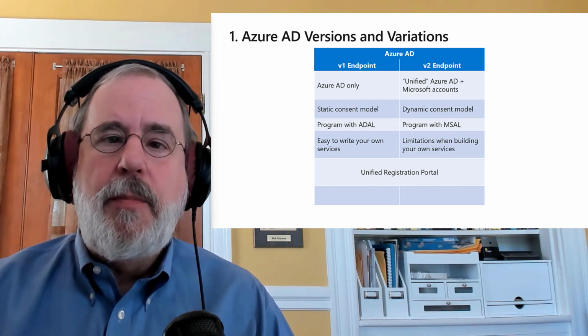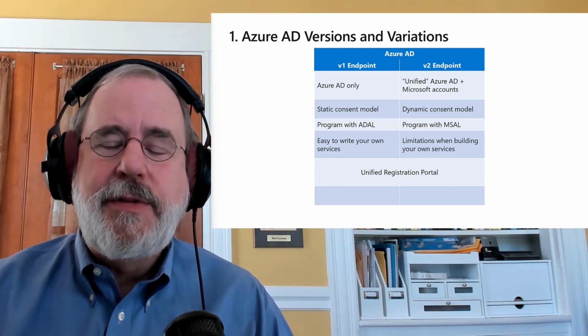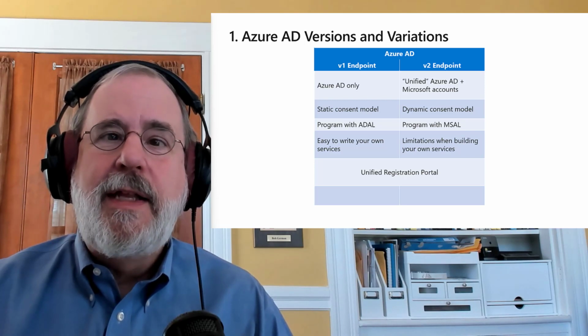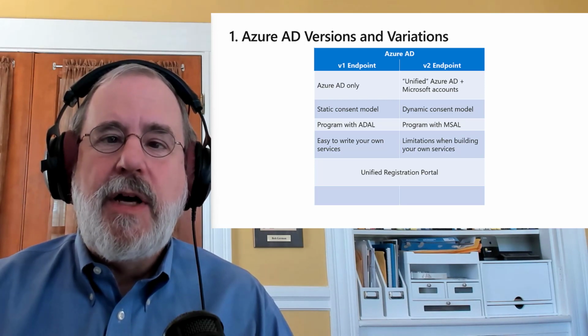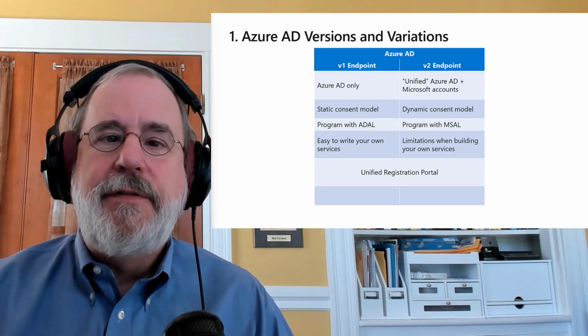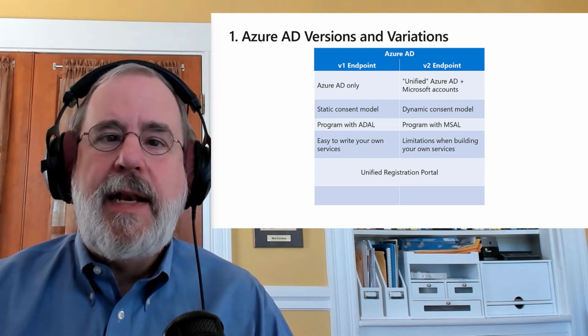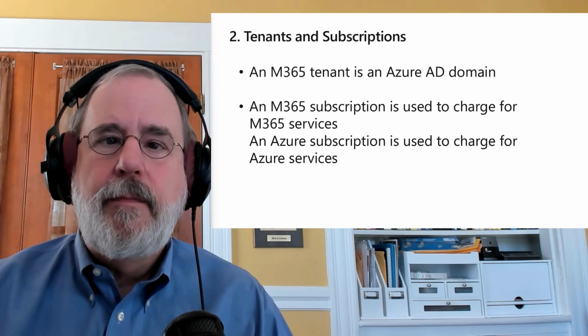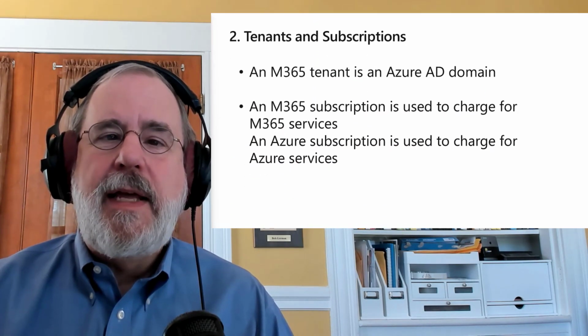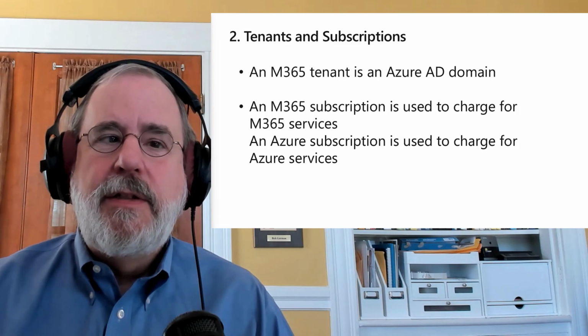In general, we're going to be using V2 for everything. But again, I want to point it out because V1 still shows up in the registration portal, and there's still a lot of samples and documents out there that refer to the V1. So in general, you're going to want the V2 endpoint for anything that you do going forward. Now, I've already explained tenants and subscriptions. So this is something that confuses a lot of people when they're getting started.